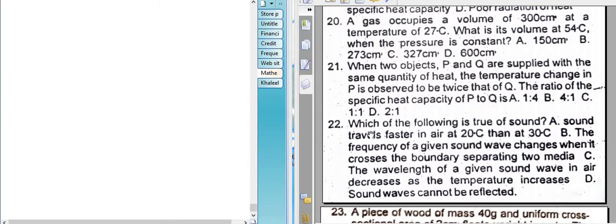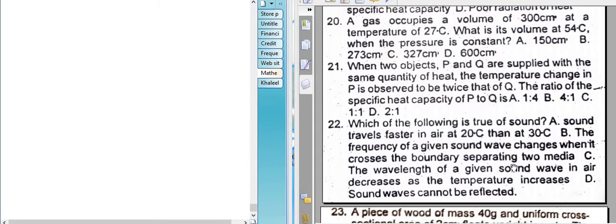Question 22. Which of the following is true of sound? A. Sound travels faster in air at 20 degrees C than at 30 degrees C. B. The frequency of a given sound wave changes when it crosses a boundary separating two media. C. The wavelength of a given sound in air decreases as the temperature increases. D. Sound cannot be transmitted. The correct option here is option C, that is, the wavelength of a given sound decreases as the temperature increases. No, wait, it's option A.